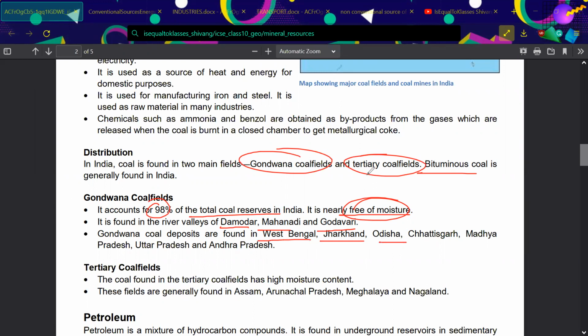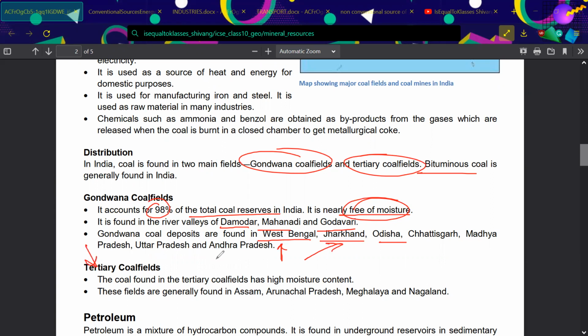So, when they list all these states, they list many states, 6 or 7 states. All you need to do is memorize the first 2 states or maximum 3 states. Usually, I would recommend memorizing the first 2 states. So, the first 2 states which hold Gondwana coal deposits are West Bengal and Jharkhand.